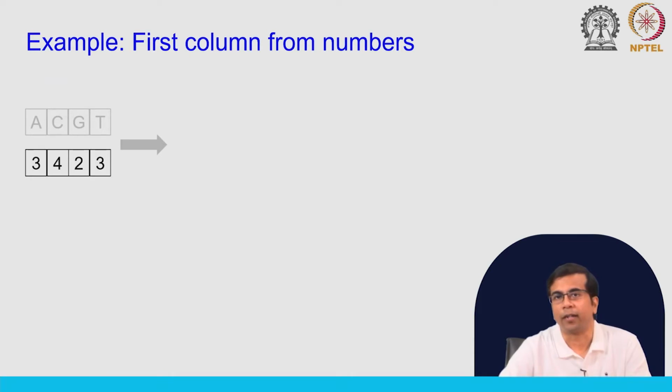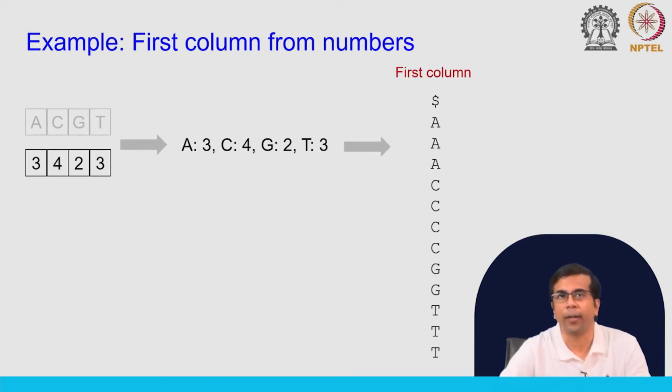We can look at another example for better understanding. Let us say we are given 3423, that is how the first column is stored, and the assumption is that A, C, G, T are sorted lexicographically, and we can recreate the first column from these numbers. What it means is we have 3 A's, 4 C's, 2 G's and 3 T's, and we can simply write, starting with the dollar sign, 3 A's, 4 C's, 2 G's and 3 T's. So, this is a very easy way to store data, and then you can generate the first column very easily if we know these numbers.